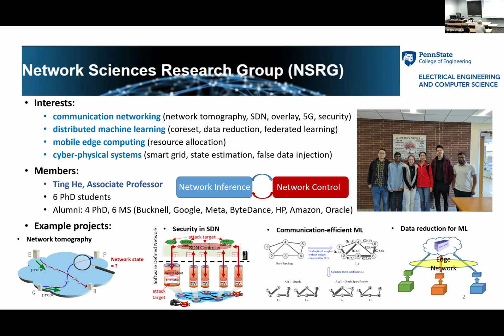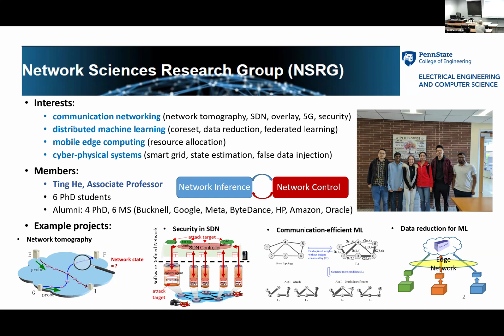This is me and 80% of my group. And we do two types of work at Penn State in the so-called network sciences research group. One type is more domain specific about the communication network itself. Examples being the topic of today, something called network tomography. And I have also worked on a project about security in the context of software-defined networking. So these are about the networks.